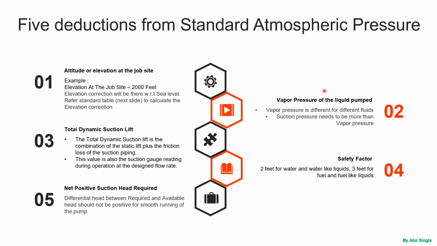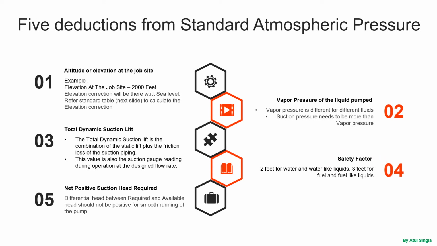Second factor is the vapor pressure of any liquid. Any liquid will have its own vapor pressure. That should not be more than suction pressure, otherwise there will be formation of bubbles and there will be cavitation, which we don't want in any pump. Third one is the total dynamic suction lift, which is the combination of static lift and friction losses of the suction pipe. This will be the governing factor. This value is also the suction gauge reading during operation at the designed flow rate. Again, this will be taken care of in the next slide, where we will look at what it is and how we get this value.